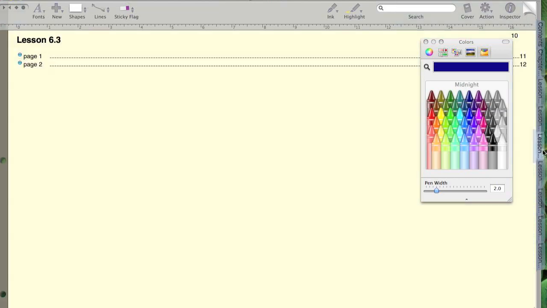Okay? Let's take a look at the second page. Oh, there we go.